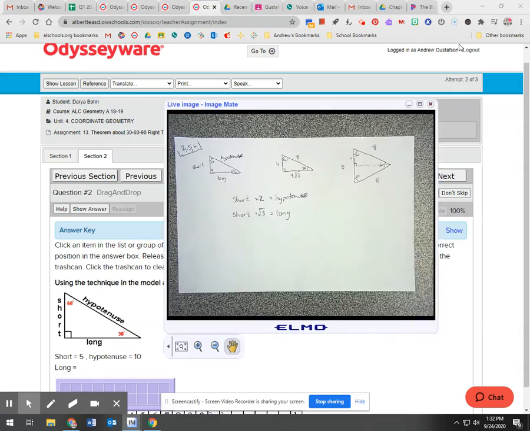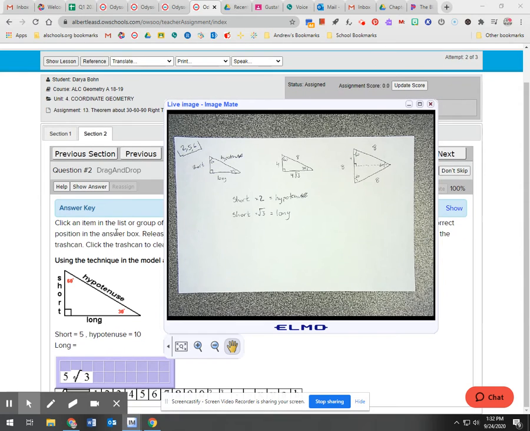All right, let's use that rule to answer this question here. It says that the short leg is 5, and sure enough, the hypotenuse is twice as big. Short times 2 equals hypotenuse. 5 times 2 equals 10. That works perfectly. If I want to know the long side, I'm going to take whatever the short leg is times the square root of 3. That'll give me the long leg. That's the answer you put, 5 root 3. That's where that came from.